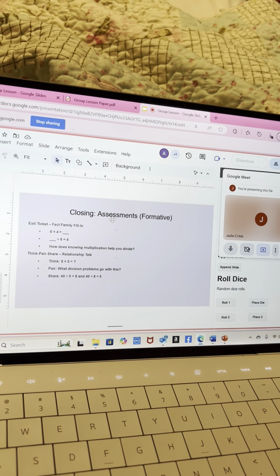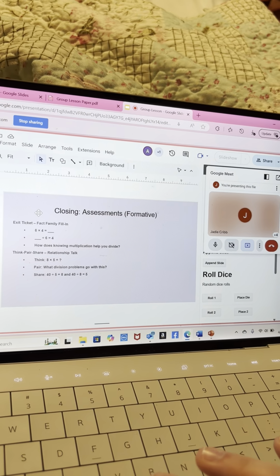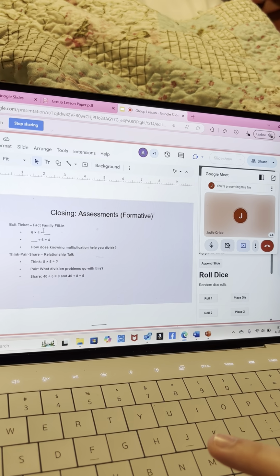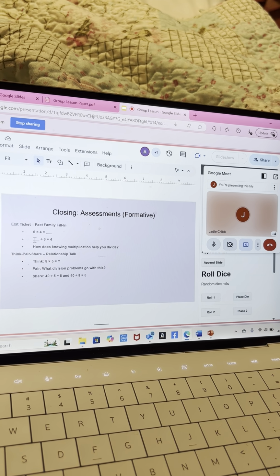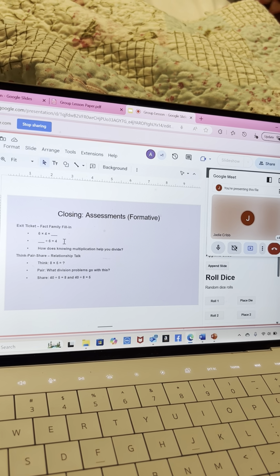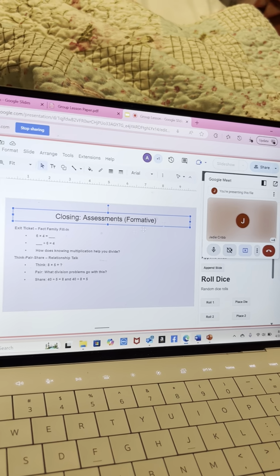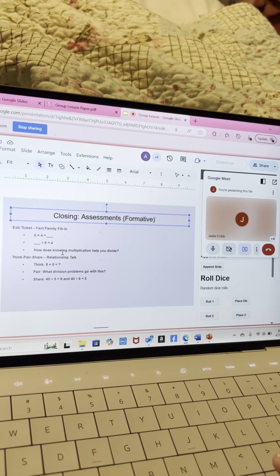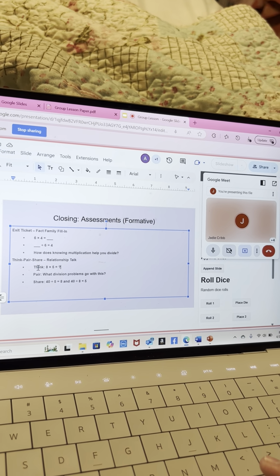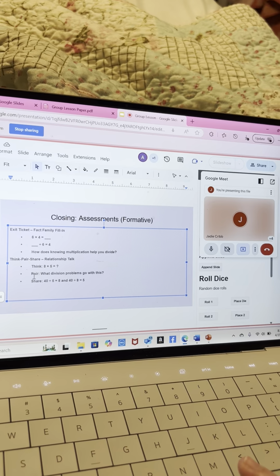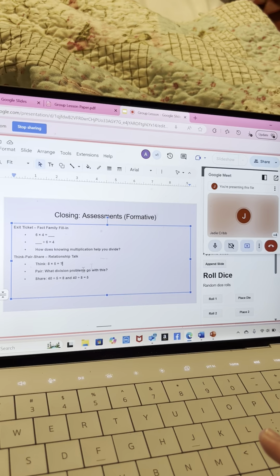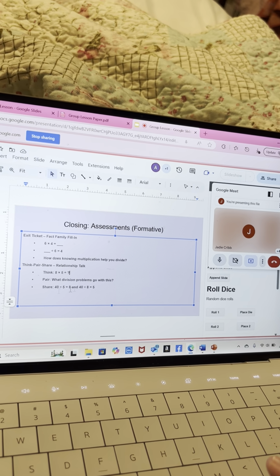Okay, so everybody should have an exit ticket paper, and I want y'all to answer these questions. It says 6 times 6 equals, and then you're going to have to fill this in. It says divided by 6 equals 4. So whatever would be divided by 6 equals 4. And then I want you to answer, how does knowing multiplication help you divide? Think, pair, share, relationship, talk. So I want you to think and answer this question, and then I want you to pair what division problems go with that question, and then I want you to share and tell me what this is at the bottom.